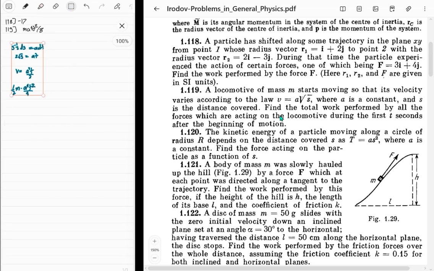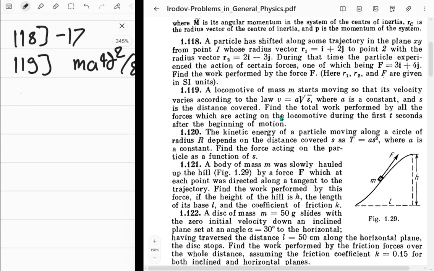Next, 120, I think. The kinetic energy of a particle moving along a circle of radius capital R depends on the distance covered s as given, where a is a constant. So it's moving along a circle. Find the force acting on the particle as a function of s. Fine. So the kinetic energy depends like that, as a function of s.